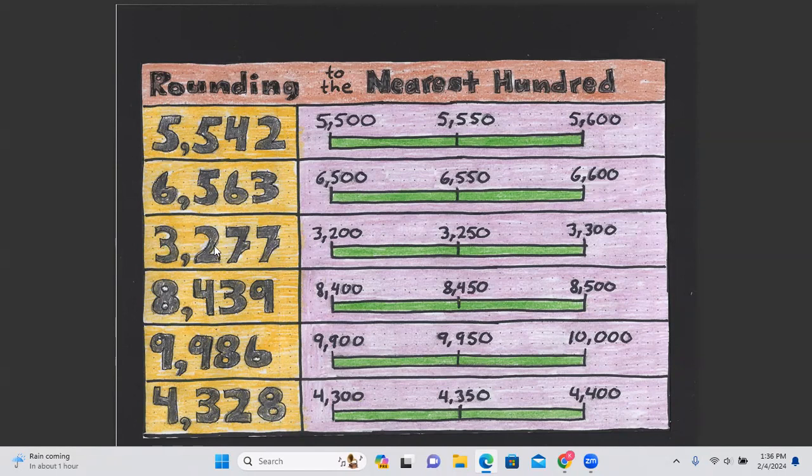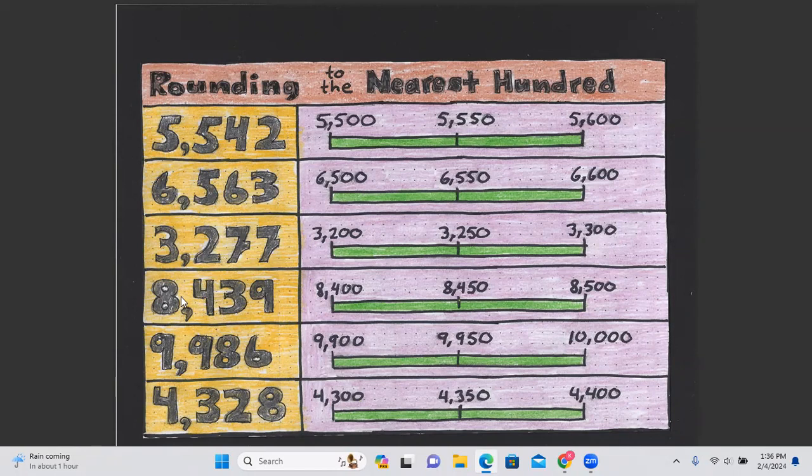And let's go ahead to 3,277 and see where this number rounds to. We know that 277 has to be between 200, which is right here, and 300 right here. And we notice that 2 is in the hundreds position, and the 7 is in the tens place, and it is higher than 5. So we know that the 277 part is going to put the number over in this direction, which means that 3,277 will round to 3,300.